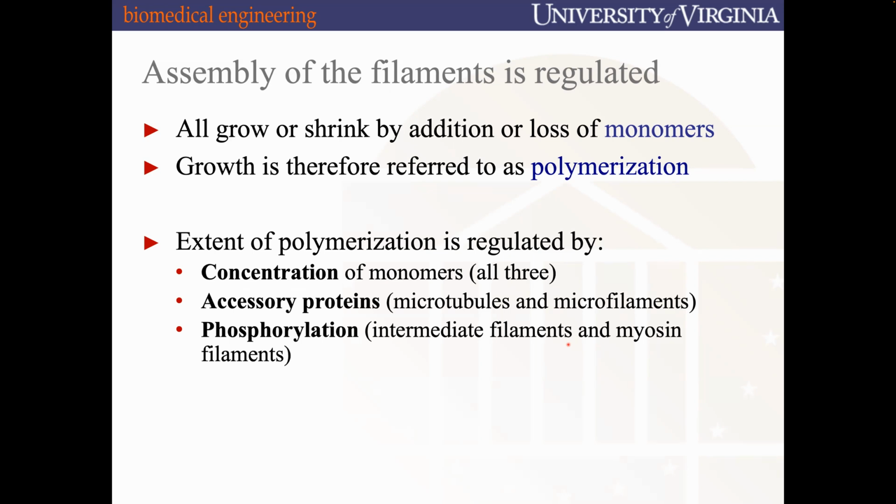But there's also different accessory proteins that are acting both on microtubules as well as microfilaments that are going to be controlling this process and regulating the availability of these monomers. And phosphorylation is another key aspect that is controlling the growth or shrinkage predominantly of myosin filaments and intermediate filaments. So we'll talk more about these in the later slides.